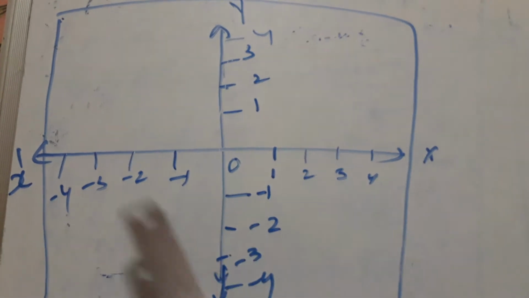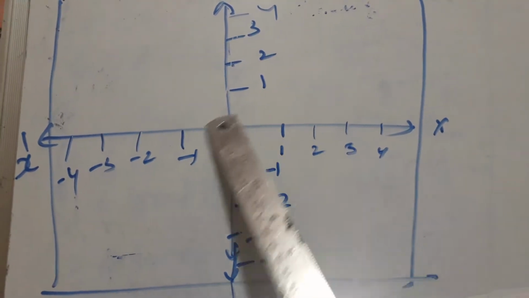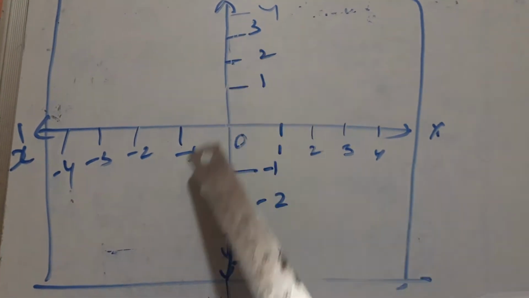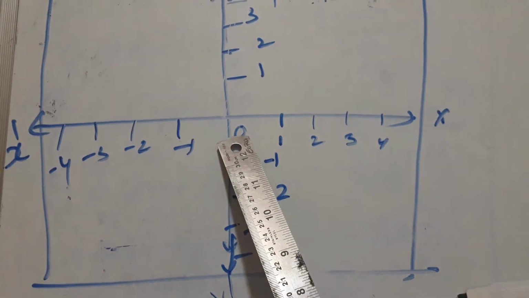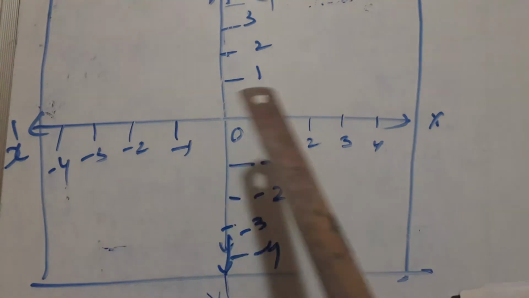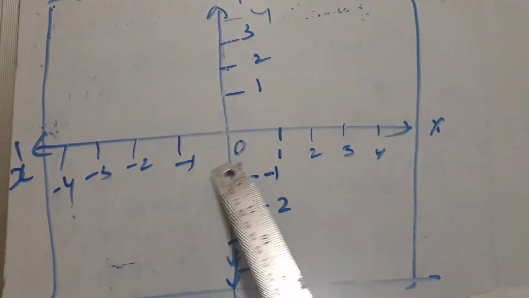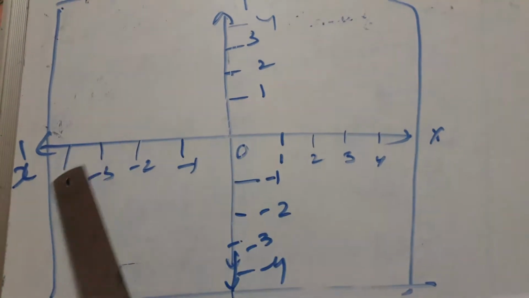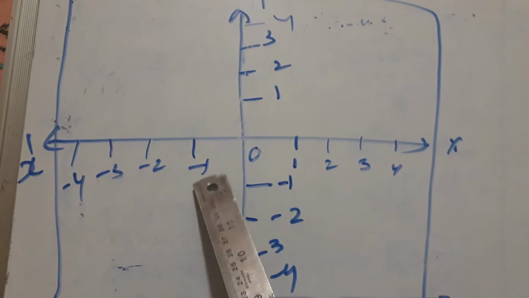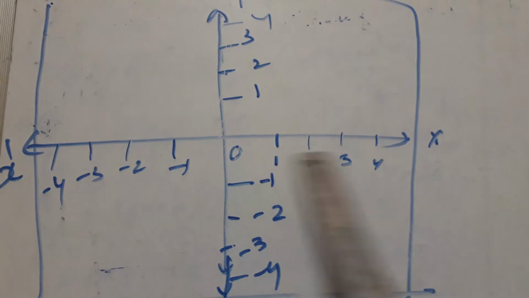Here this is the y-axis and this is the x-axis. This is the origin, where both are intersecting. So we will be putting the numbers. Where the origin is, 0 will be there. To the right of 0 on the x-axis, the horizontal axis, positive numbers will be there: 1, 2, 3, 4, etc. In the same way, on the left side we will have -1, -2, -3, -4, the negative numbers.